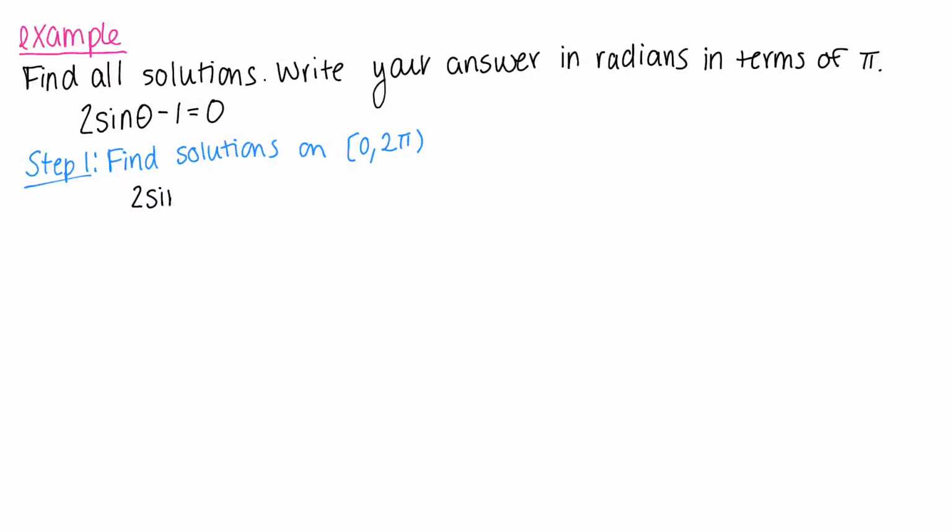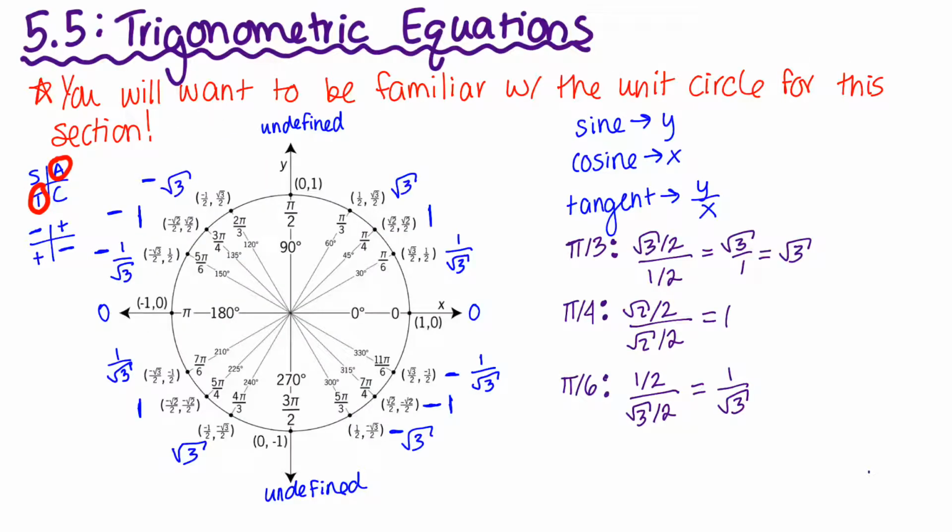So we have 2 sine theta minus 1 equals 0. I am adding 1 to both sides. We get 2 sine theta equals 1. Divide both sides by 2. And you get sine theta equals 1/2. So if I go back to our unit circle, we're looking where sine theta is equal to 1/2. So where the y coordinate, because sine is y, where the y coordinate is 1/2. And that happens here at pi over 6 and also here at 5 pi over 6.